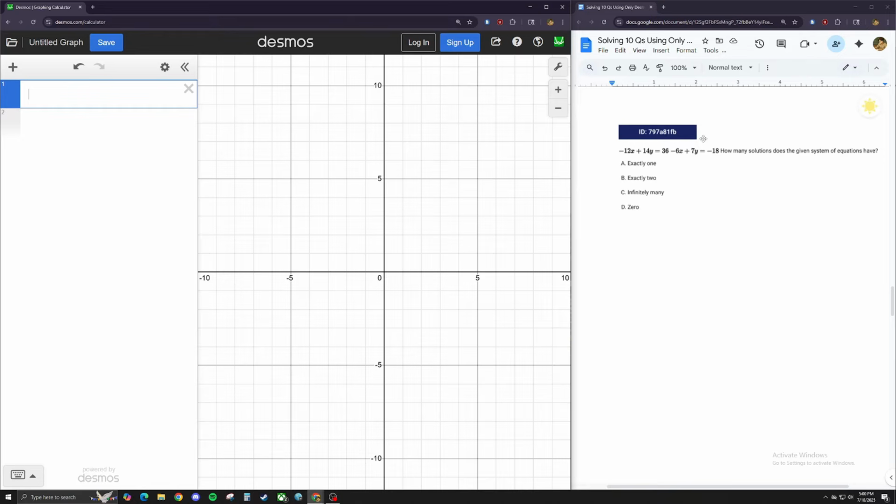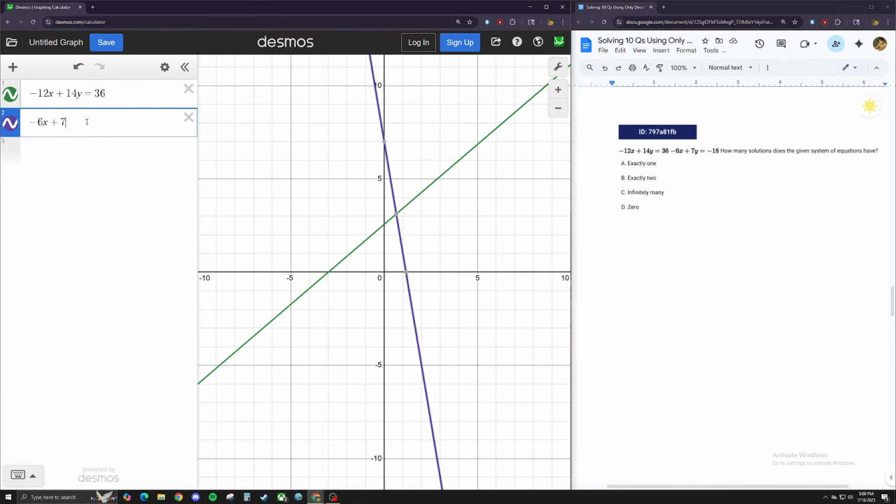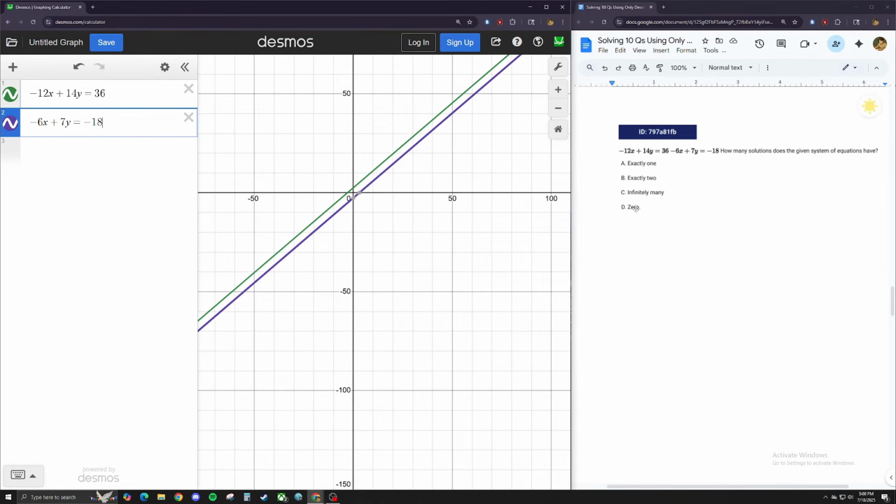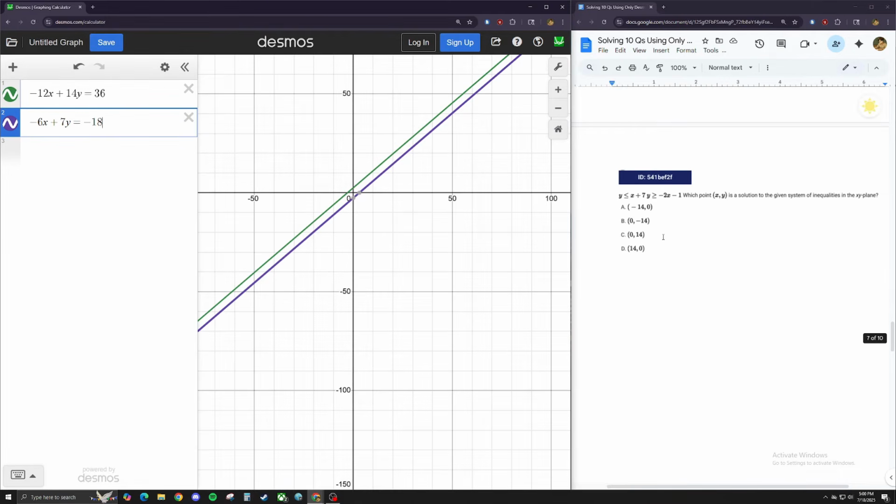And so for this one, it asks how many solutions this system has. That's easy. We can just plot them and see how many points of intersection there are. So -12x plus 14y is equal to 36. And then -6x plus 7y is equal to -18. And if we zoom out, we see that they never intersect. So there are no points of intersection, 0.